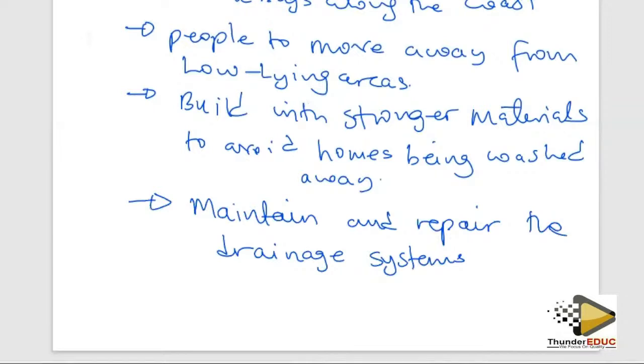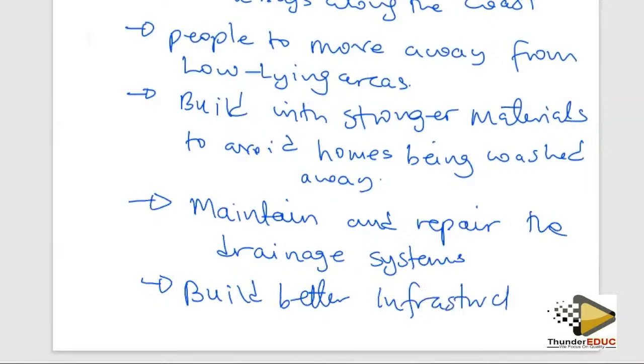So we need to ensure that we build better infrastructures that are strong enough, etc. So among other strategies, if you put this in place, this could reduce the impact of cyclones, right. Let's proceed.